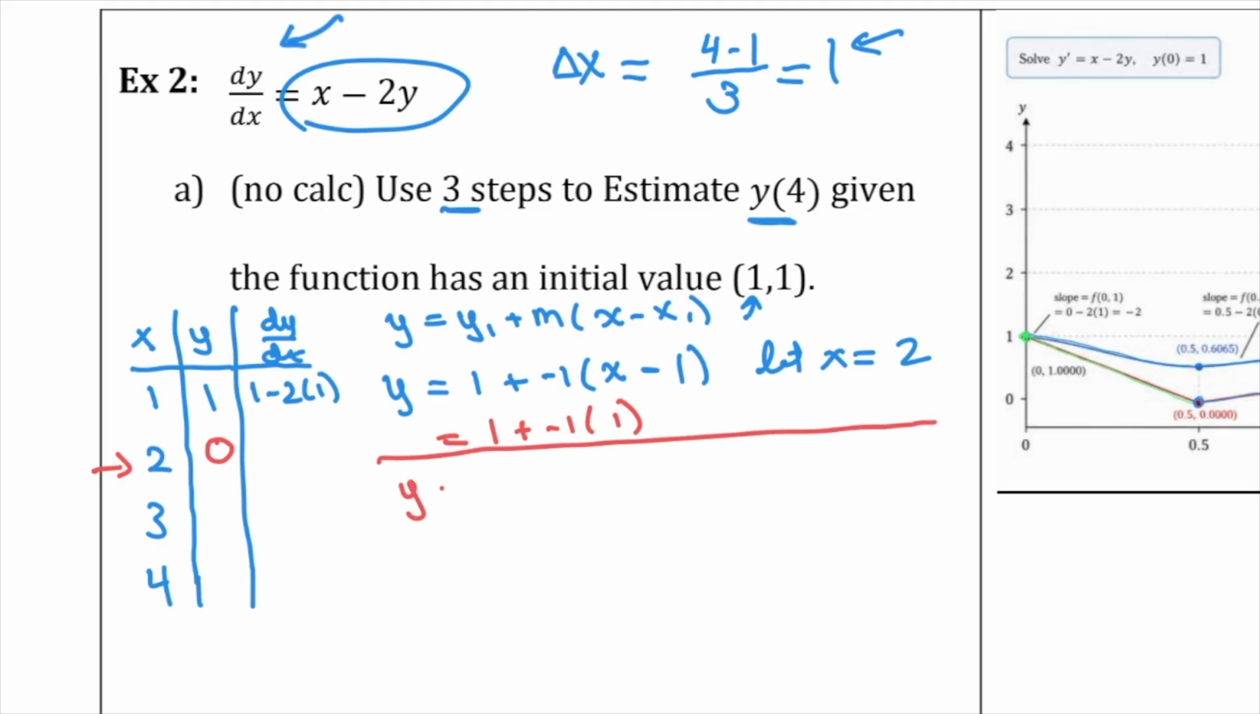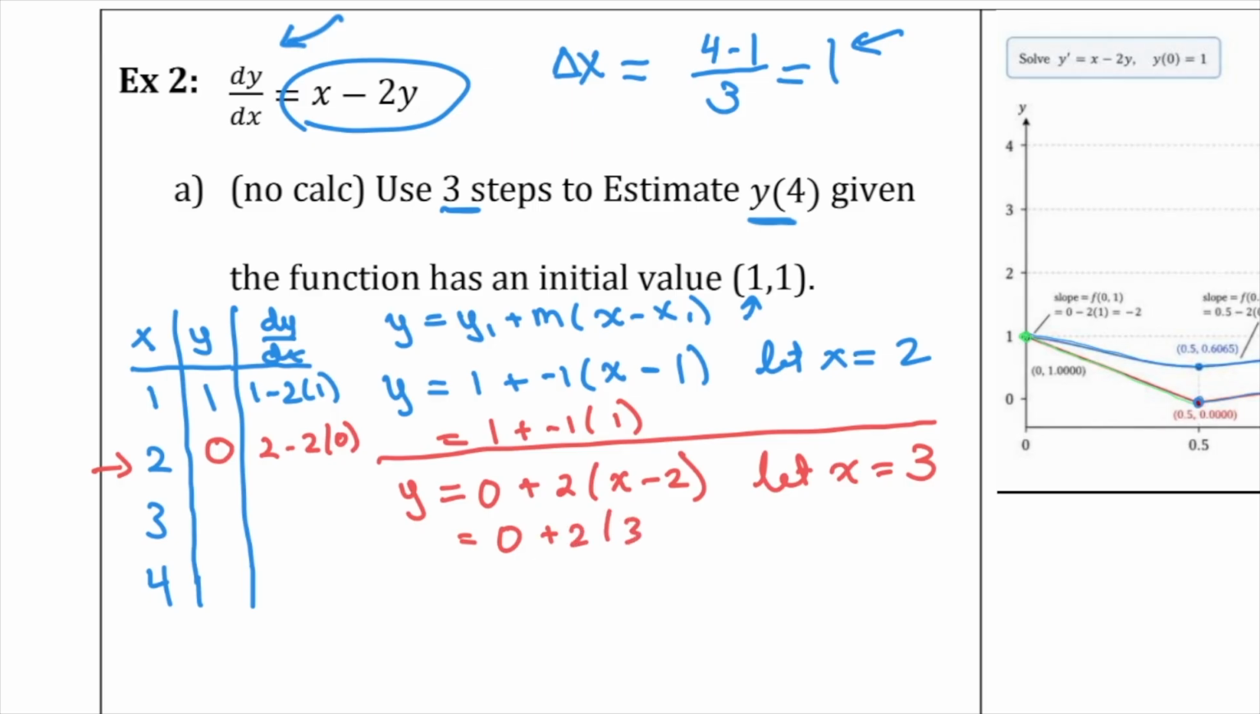Okay, we do it again. Next, we're going to let y equal our y1, which is 0, plus the slope. Well, where does the slope come from? That'll be your x minus 2 times 0. Slope is 2, and then we will have x minus 2. And this time, we're going to let our x value equal 3. Once we let x equal 3, we will have our new y value. So that tells us that we get 0 plus 2 times 3 minus 1, which is 2.